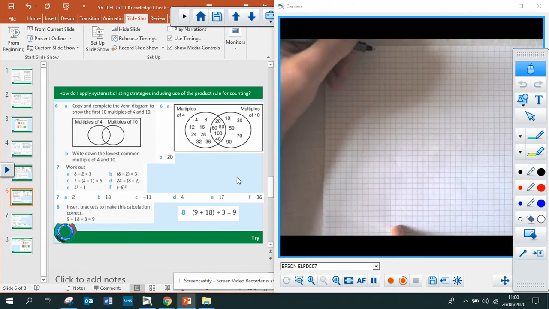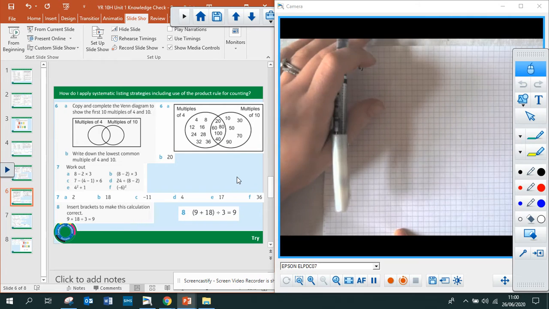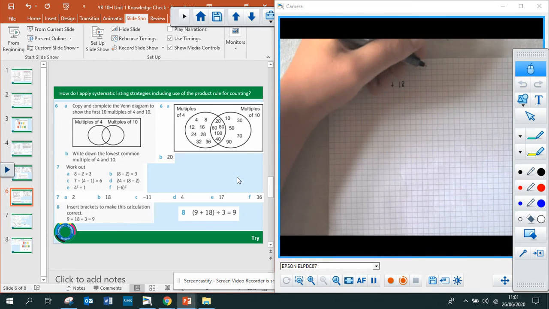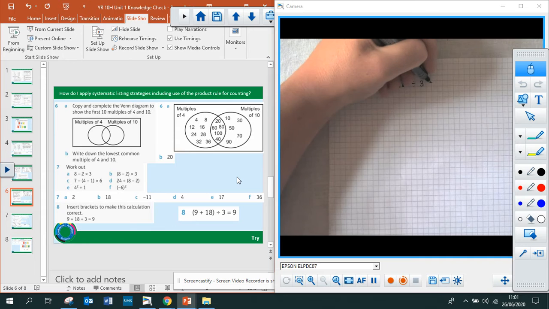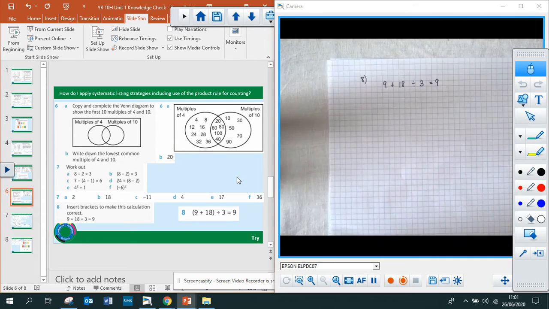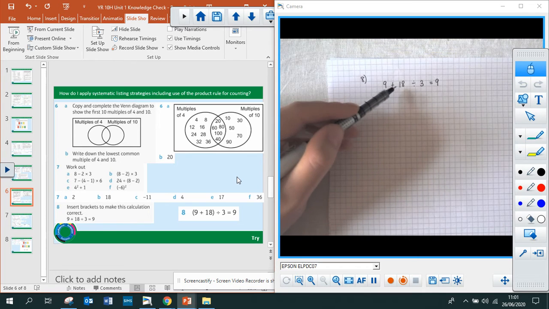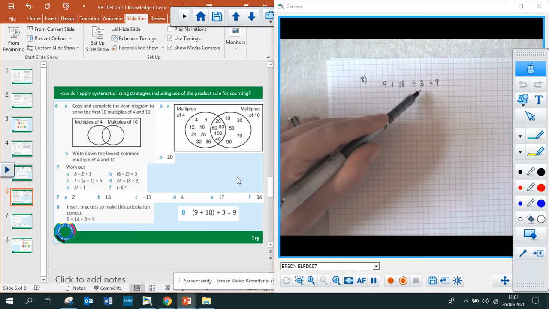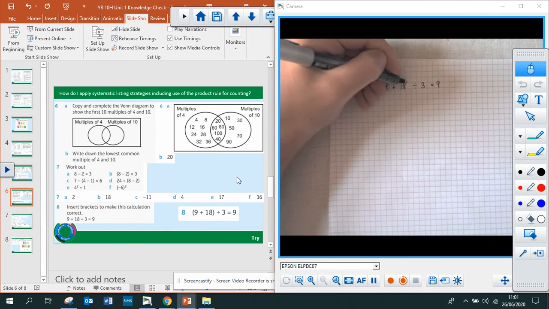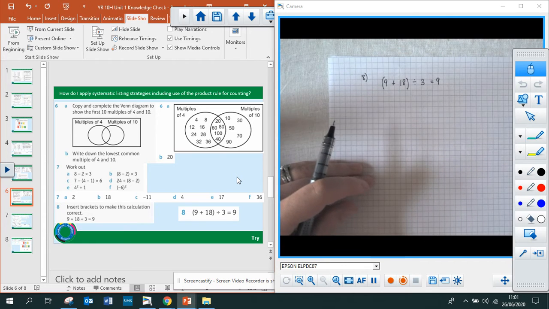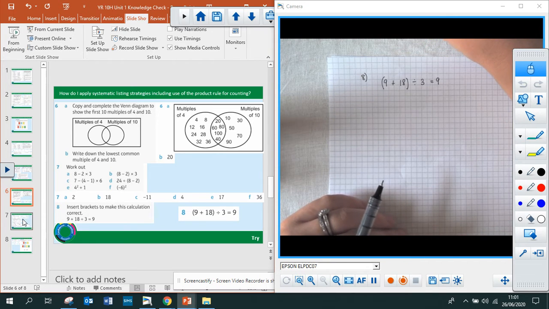It has asked us to insert brackets to make this calculation correct. So we've got 9, I think this is plus 18 divided by 3 equals 9. So this would have been a bit of trial and error. If I added 9 and 18 straight away, that gives me 27. Is 27 divided by 3 9? Well, yes, it is. Actually, the bit I want to do first is 9 plus 18, and then divide them by 3, okay? And that's your final answer there.